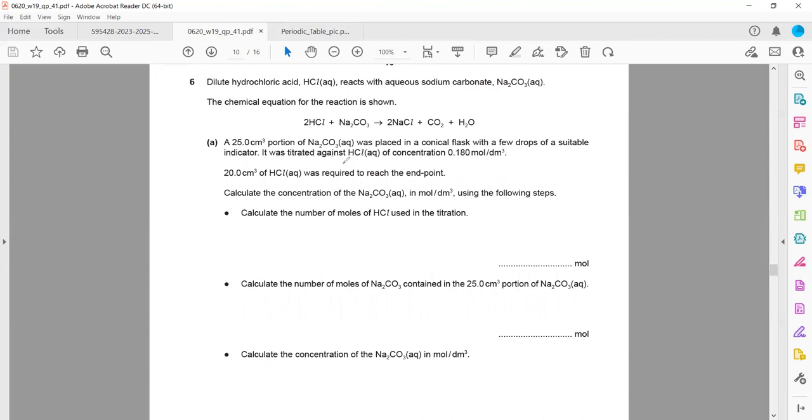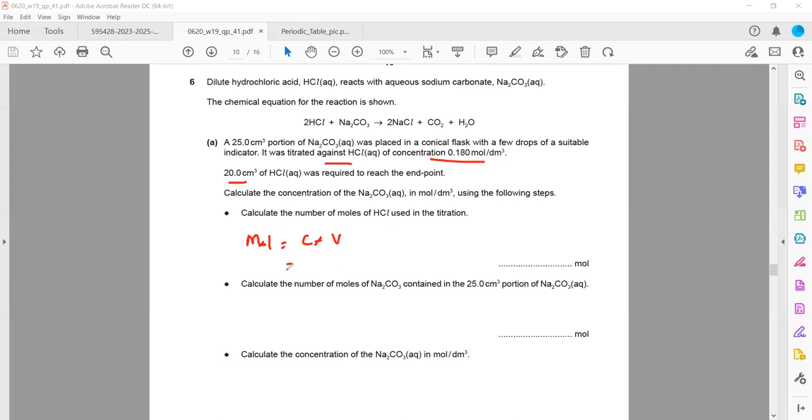It was titrated against hydrochloric acid with a concentration of 0.18. 20 cm3 of hydrochloric acid is required to reach the endpoint, where it is completely reacted. Calculate the number of moles of HCl used. So we have the concentration and we have the volume. How do we get the moles? We multiply them. So moles equals concentration times volume.